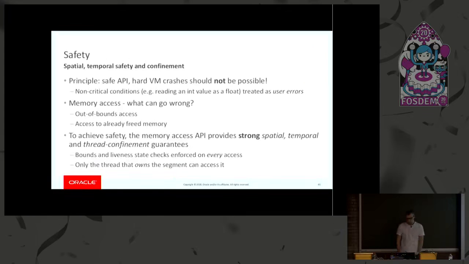So let's switch gears a little bit and talk about safety. As I said at the beginning, this is a safe API. One of the main goals is to avoid any kind of VM crashes. It is beyond the scope of this API to avoid silly user mistakes such as writing an int and maybe reading the 4-byte value as a float. That's not something we want to protect you against.